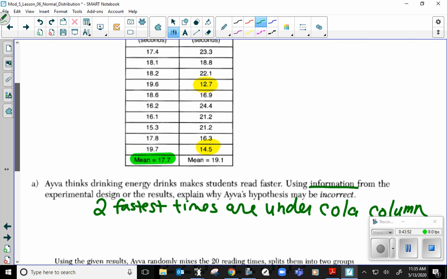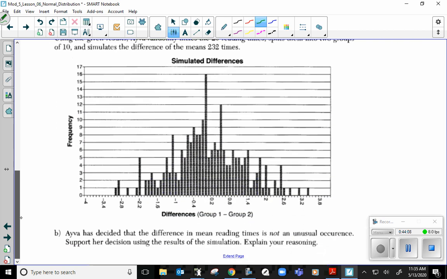And you just want to say, you could say the fastest time was under the cola, okay? But I just happened to notice there are two that were the fastest time. Might even be a third one, 16.9? No, that's less than that. Okay, good. This is the one that I think is going to throw people off. All right, let's do this.